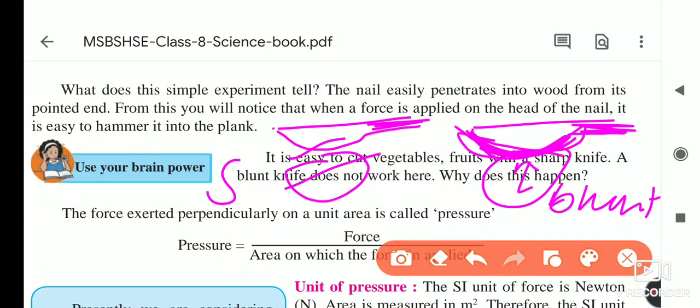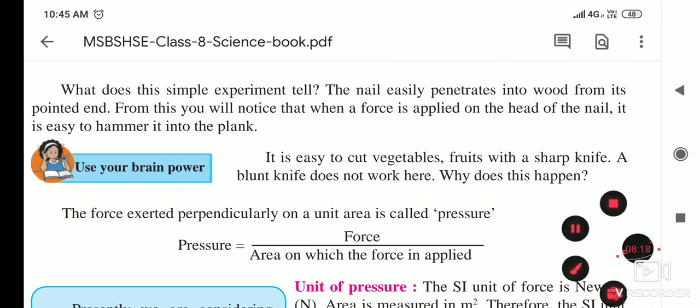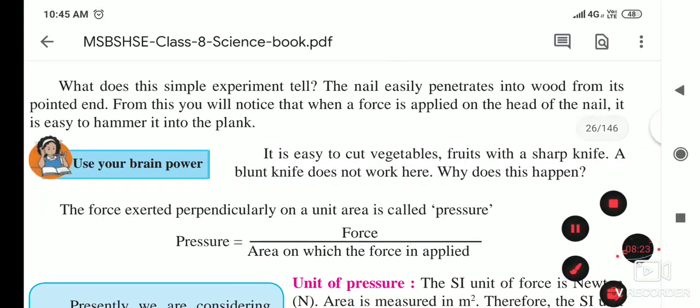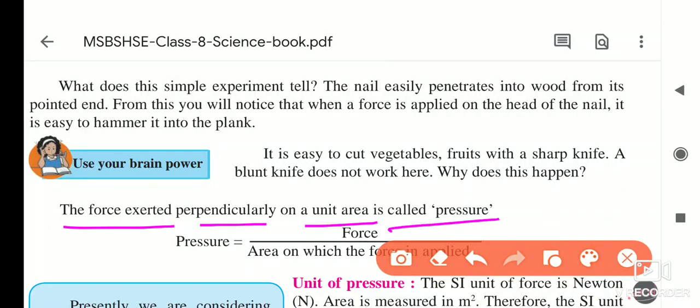Okay, so just now I told you the example of the nail. In the same way, if we take the pointed end towards the plank, it easily penetrates, but if you take the head towards it, it is impossible to penetrate this nail into the plank. So from this we understand the relation between force and pressure. A force exerted perpendicularly on unit area is called pressure.